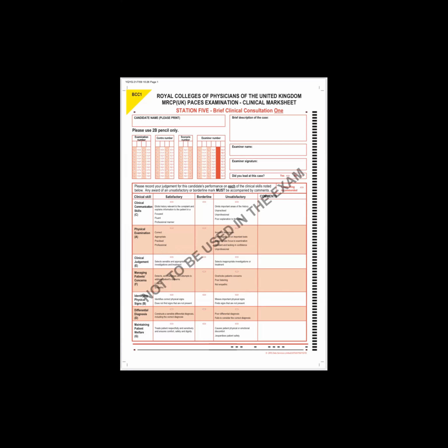In station 5, because you are going to take history, examine your patient and detect physical signs, and according to this, you are going to mention differential diagnosis, communicate this to your patient and explain the management plan. So this is the only station actually in PACES in which all 7 skills are going to be tested.